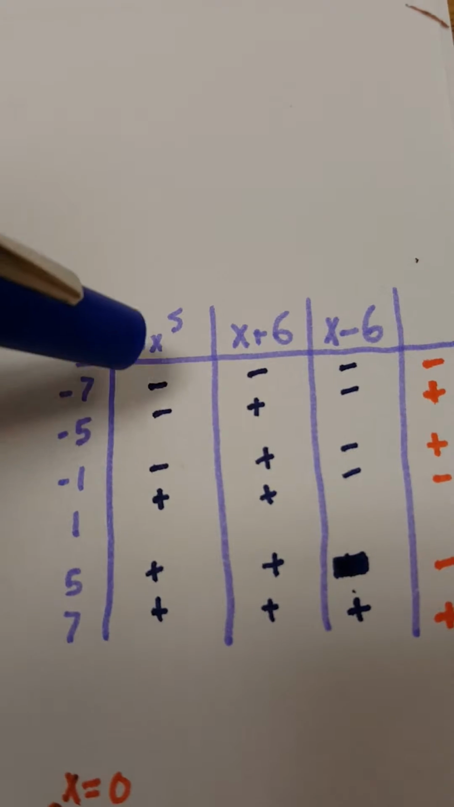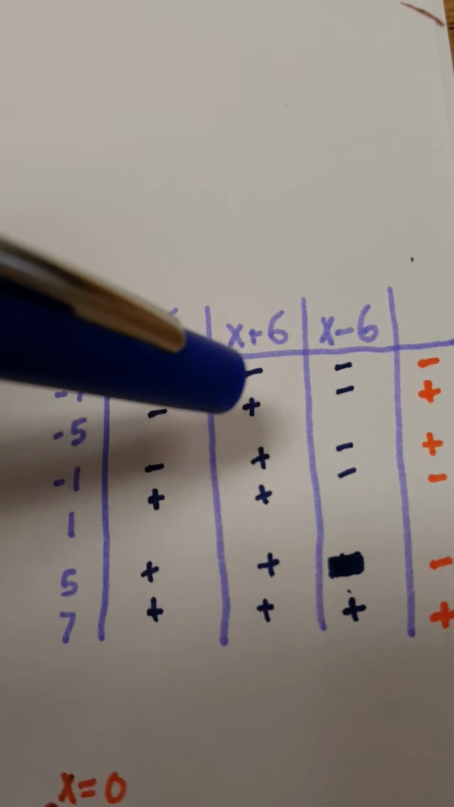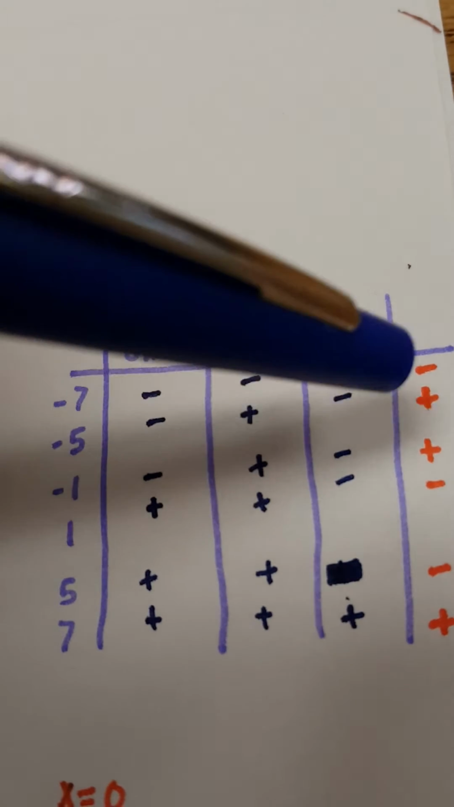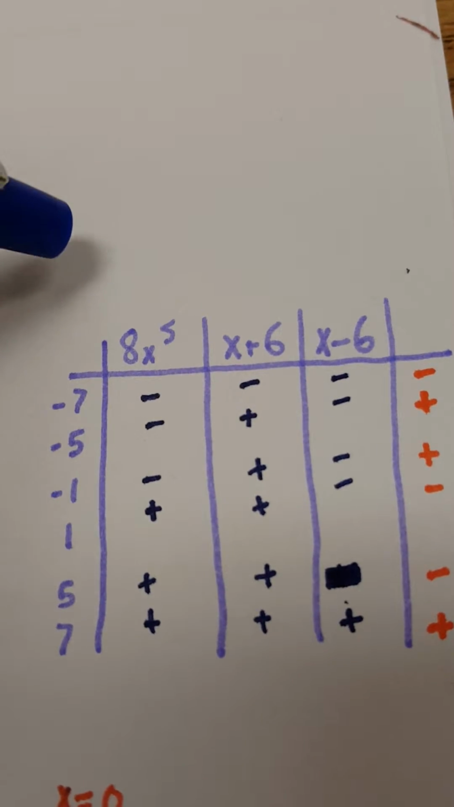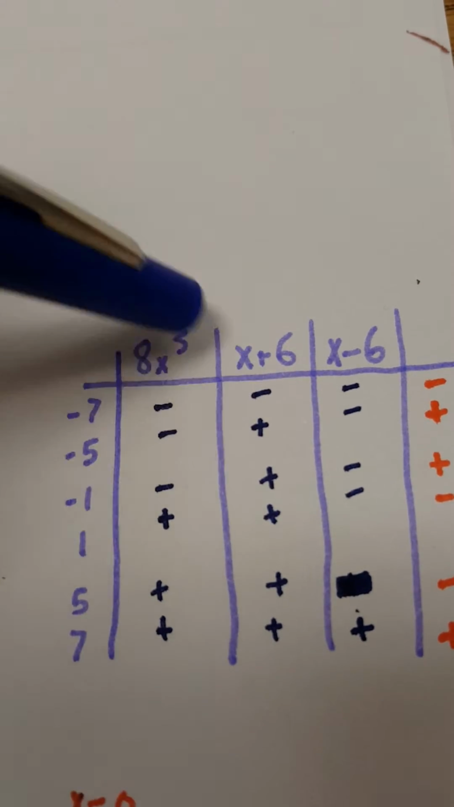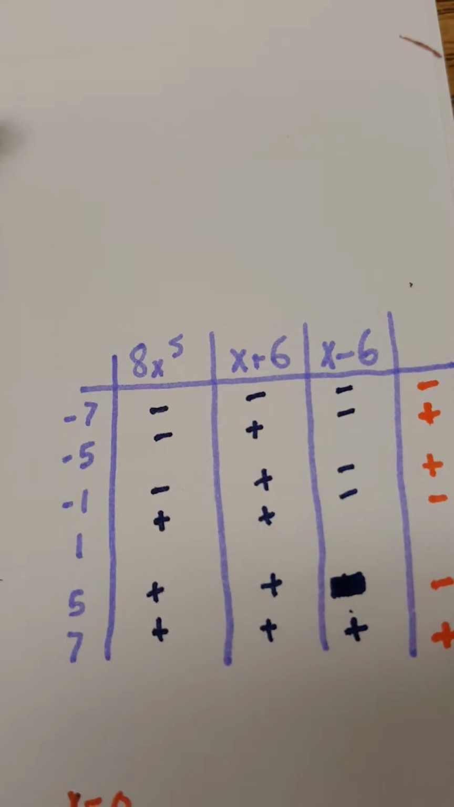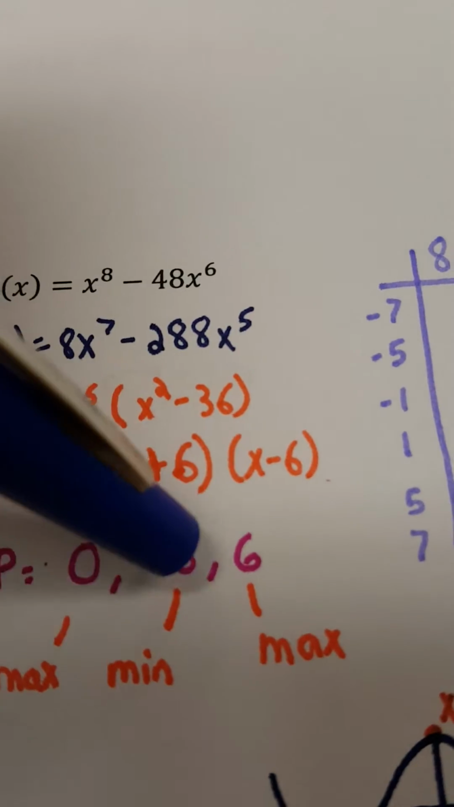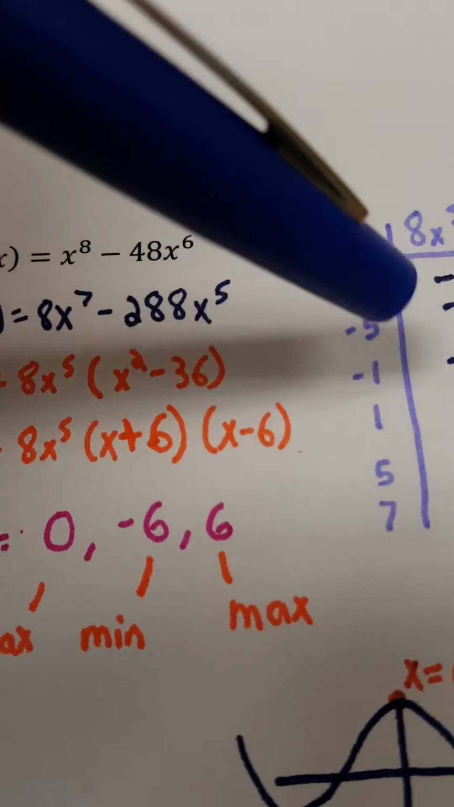Then at negative 5, we have negative, positive, negative. Well, negative times positive is a negative. Negative times a negative is a positive. So it goes from negative 7 as a negative slope, then at negative 5, it turns positive. So what do we have there if it goes negative to a positive? We have a minimum at negative 6, because negative 6 is in between them.